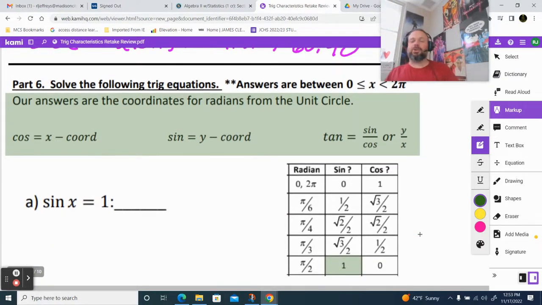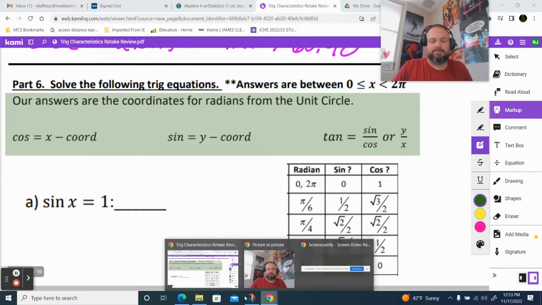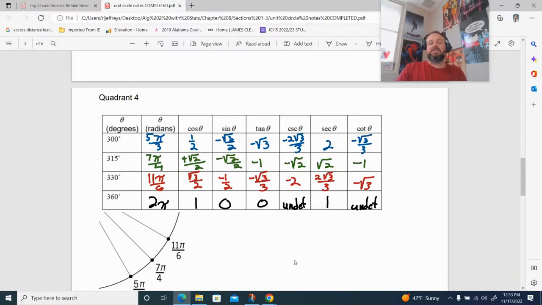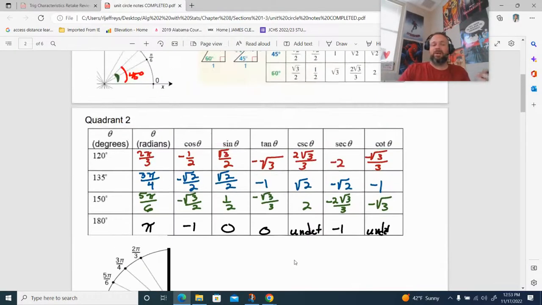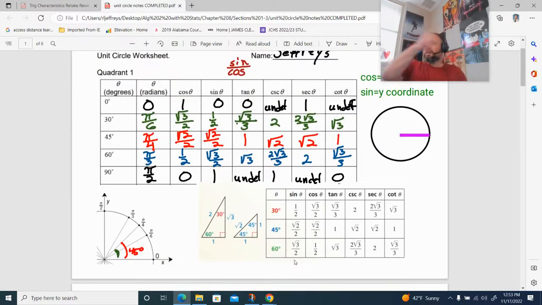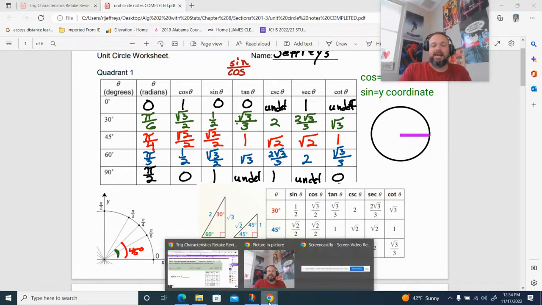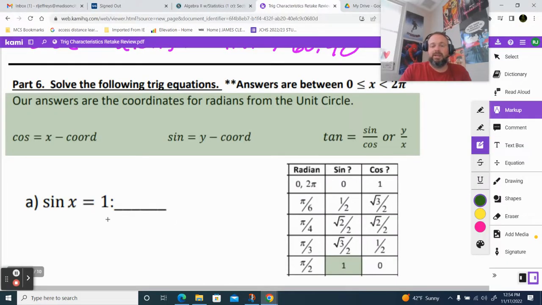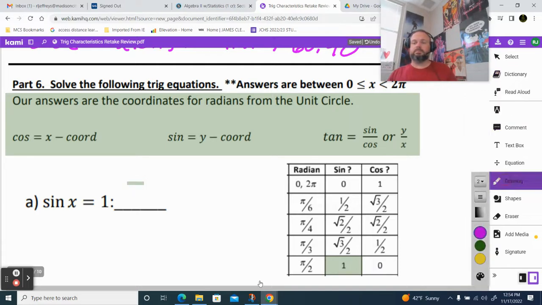Now, this little chart right here is similar to these notes that y'all had on that day where it was pink. We did a chart like this, and then we did a whole unit circle, both of them pink. Okay. And we're looking for when our sine is 1. What is the radian, the pi over something, when sine is 1? Pi over 2.